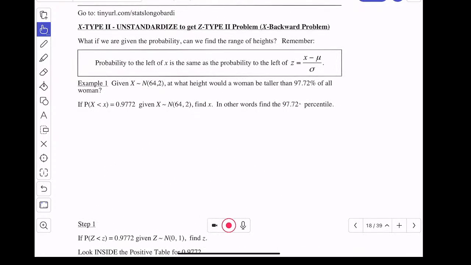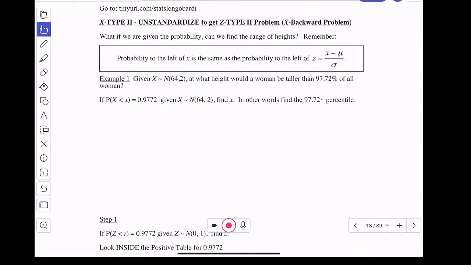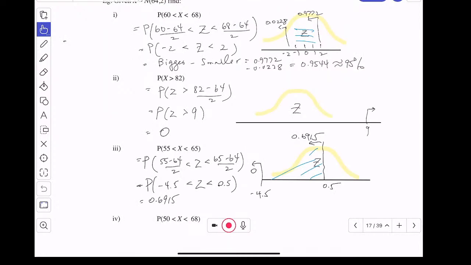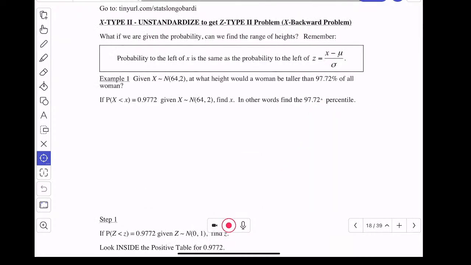What about the backward problem? How do we conduct the backward problem? Well, we have to do things backwards. The first thing I did here was standardize, and then I drew the curve. So I'm going to do this backwards. I'm going to make the curve, and then go back from Z to X. So everything backwards. I'm going to draw the curve first.